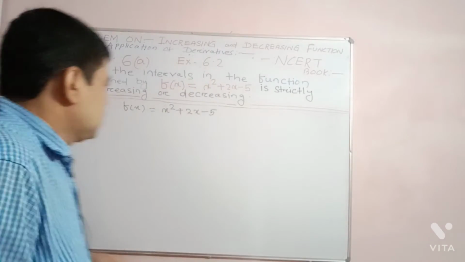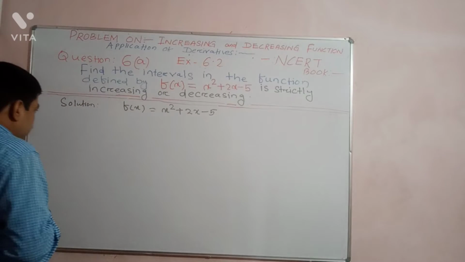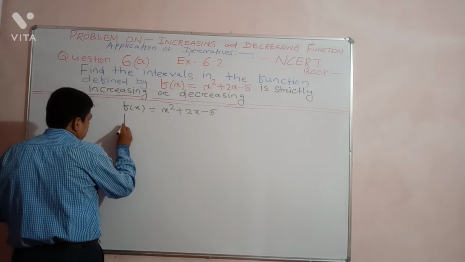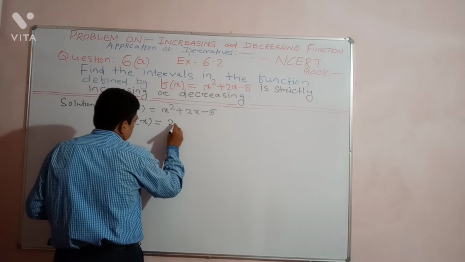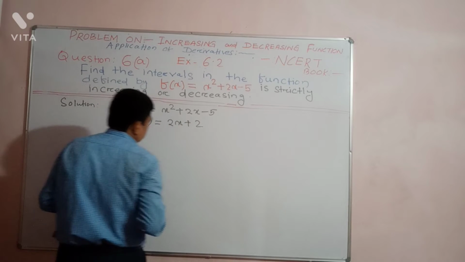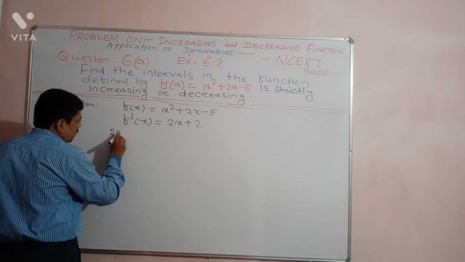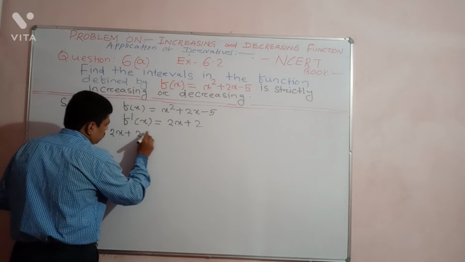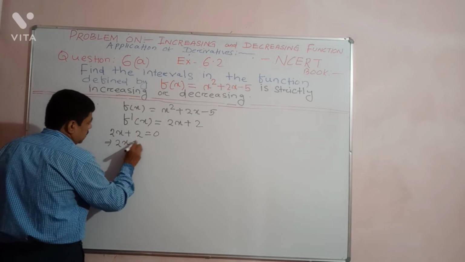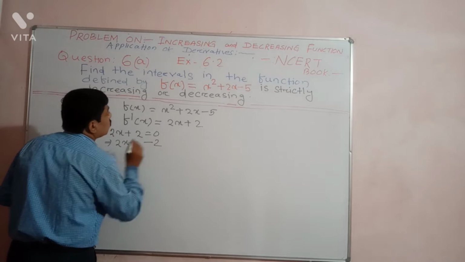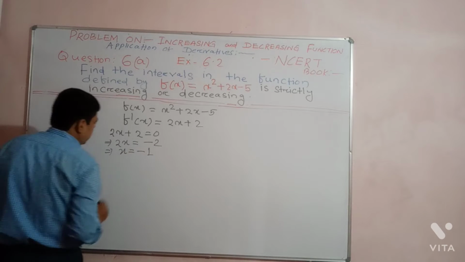Understand? Let's see. A function is given: f(x) = x² + 2x - 5. Let us find the slope of the function, f'(x), by finding the derivative. The derivative of f(x) is 2x + 2. Now equate f'(x) to 0. Then 2x = -2, so x = -1.